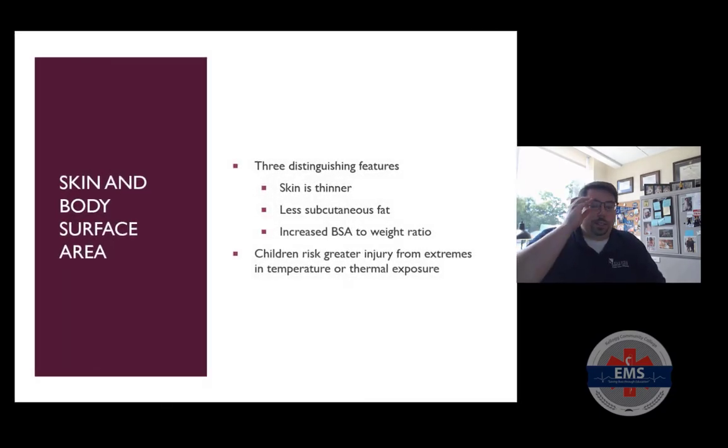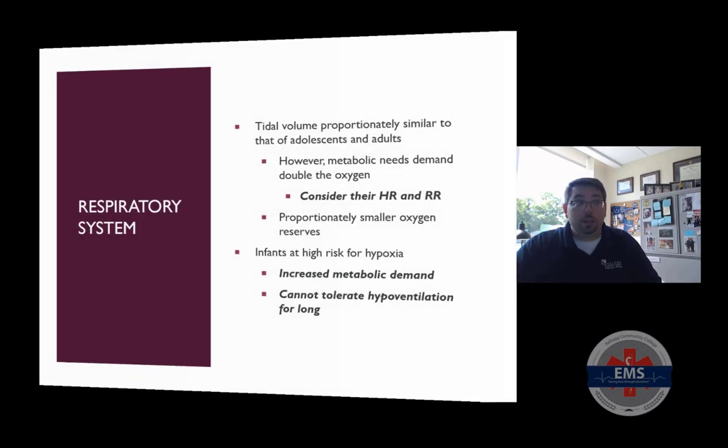Now, body skin and surface area is important. There are three distinguishing factors that we have to identify. First, the skin is thinner, there's less subcutaneous fat, and there's an increased body surface area to weight ratio. This puts children at a greater risk from injuries in extreme temperature or thermal exposures, including that of burns.